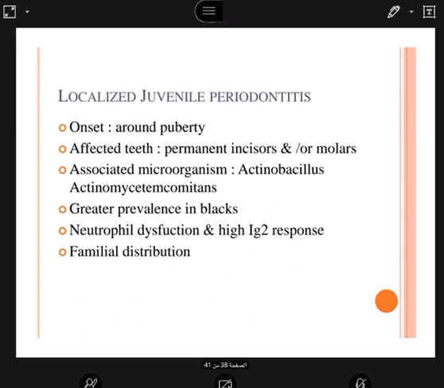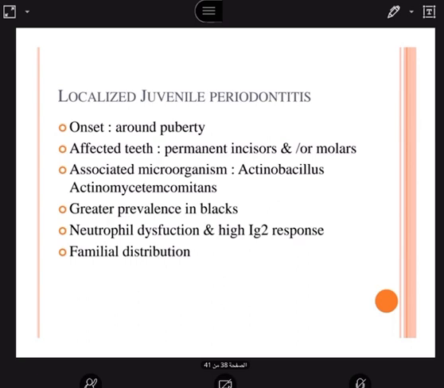Localized, not generalized. It is the cause of localized juvenile periodontitis, LJP. And greater prevalence is seen in black people. This is the distribution. And the causes, you cannot commonly tell. There can be different causes. Most common is hereditary or familial distribution.